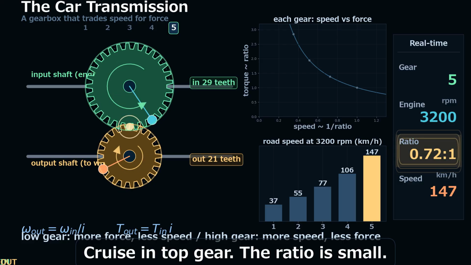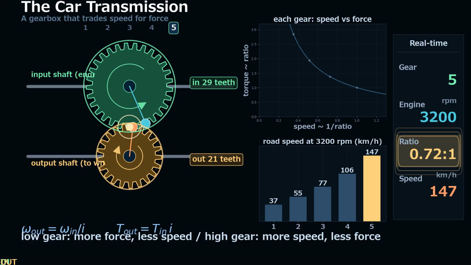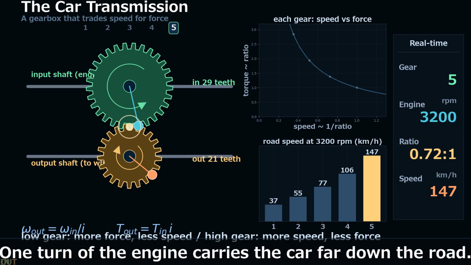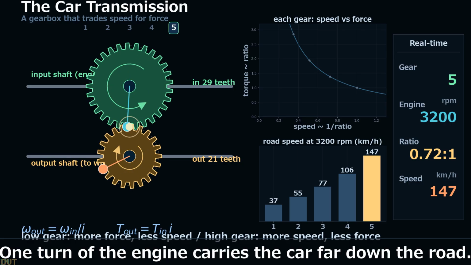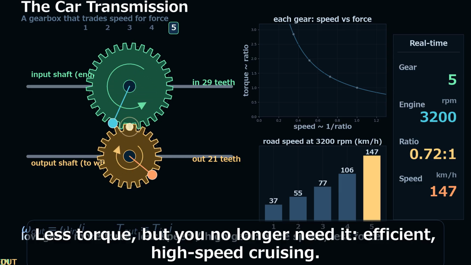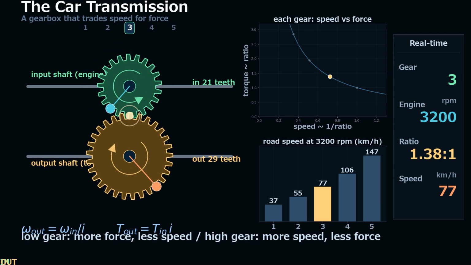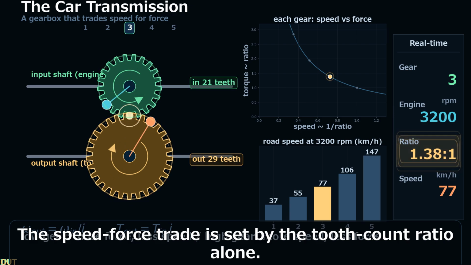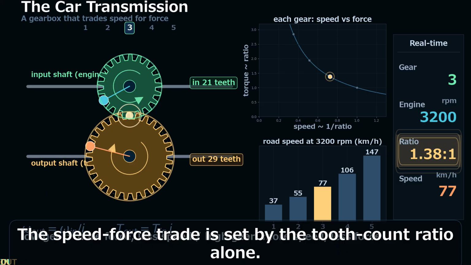Cruise in top gear. The ratio is small. One turn of the engine carries the car far down the road. Less torque, but you no longer need it. Efficient, high-speed cruising. The speed-force trade is set by the tooth count ratio alone.